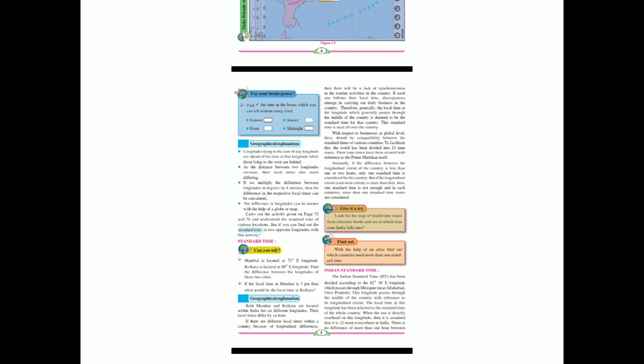Okay. With respect to businesses at the global level, there should be compatibility between the standard times of various countries. To facilitate this, the world has been divided into 24 time zones. How many time zones are there? The world has been divided into 24 time zones. These time zones have been created with reference to the prime meridian itself.